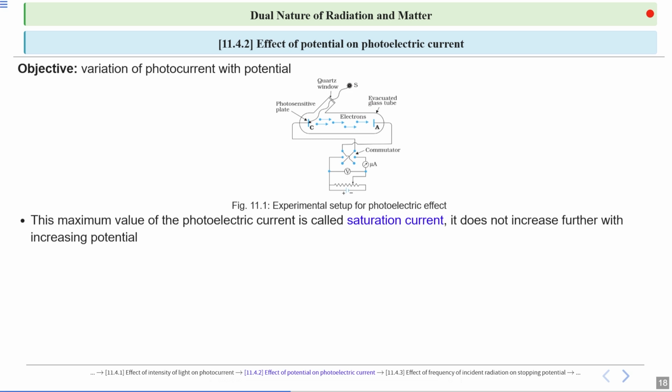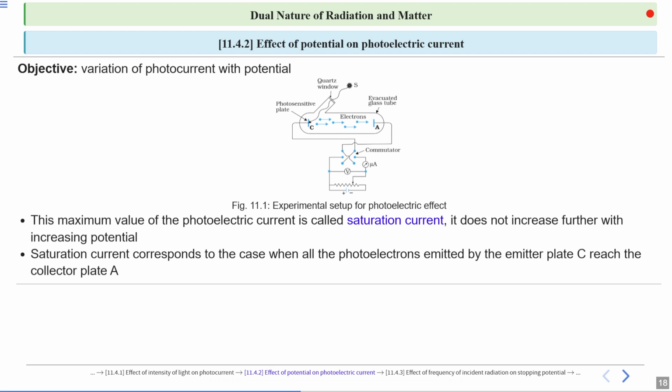Now let's focus on the concept of saturation current. This is the maximum value of photoelectric current. Once we reach this point, increasing the potential further does not increase the current. In other words, all the photoelectrons that can possibly be emitted are already reaching the collector, so the current can't go any higher. Remember, saturation current is a key indicator that the system is collecting all available photoelectrons.